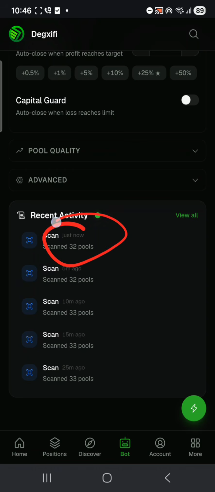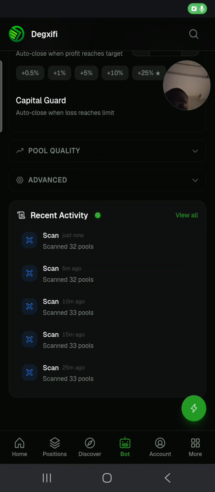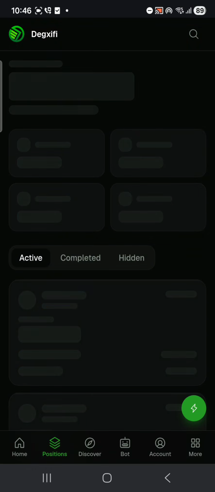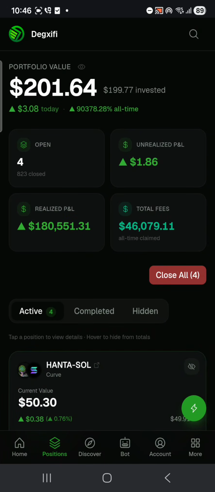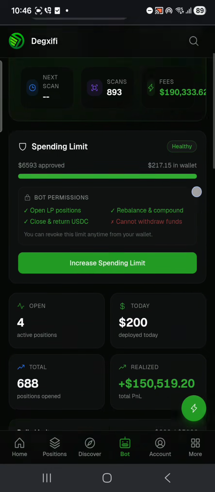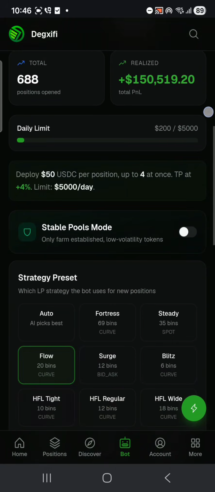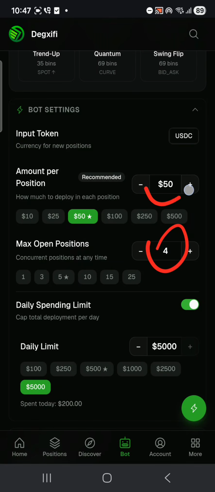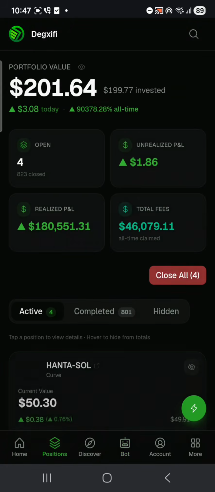So now look at it. The robot just scanned now. Let's go back to positions. If I click on positions, you see here I currently have 4 positions running, because in the bot, let me go back to bot, I told the bot to open 4 positions for me. Are you seeing it here? 4. $50 with each. And I have 4 running.